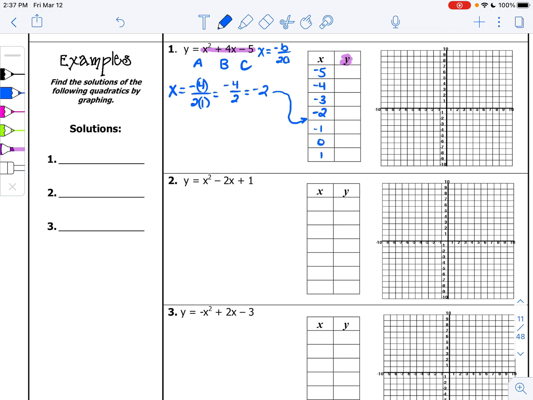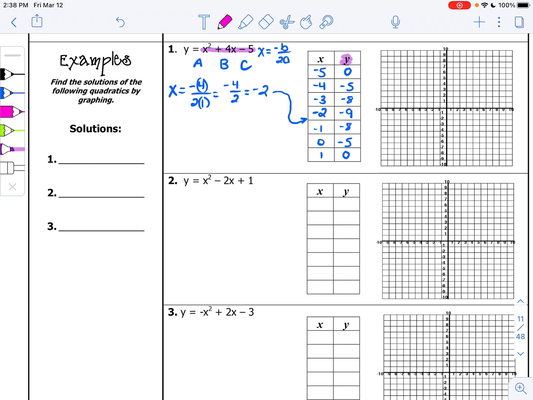So when you place those in, for negative 5, you should get 0. Negative 4 is negative 5. Negative 3 is negative 8. Negative 2 is negative 9. Negative 1 is negative 8. Remember, at that axis of symmetry, we should start working backwards. See those symmetrical values.